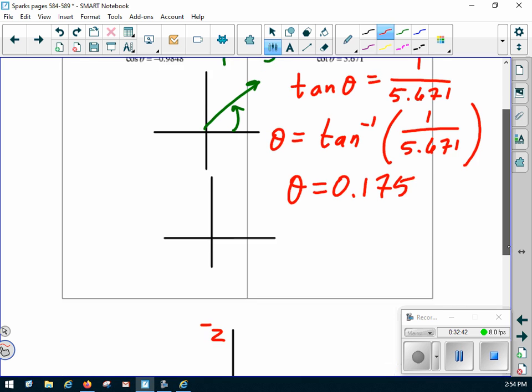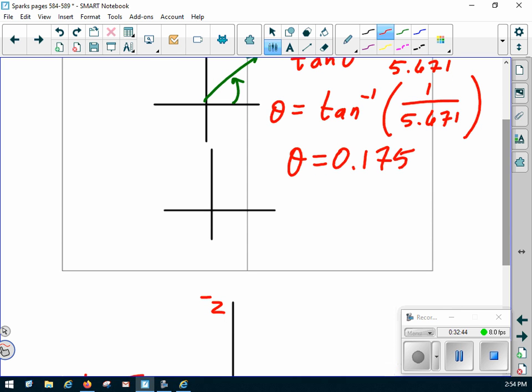I need an angle in quadrant 3. How am I going to get an angle in quadrant 3? Because what is 0.175 for this new angle? It's the reference angle. Good. 0.175. Please don't do 3.14 plus that. Use your pi key.